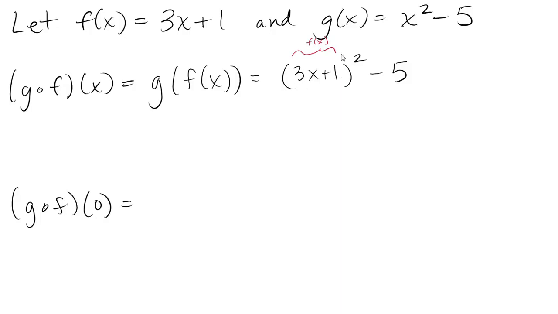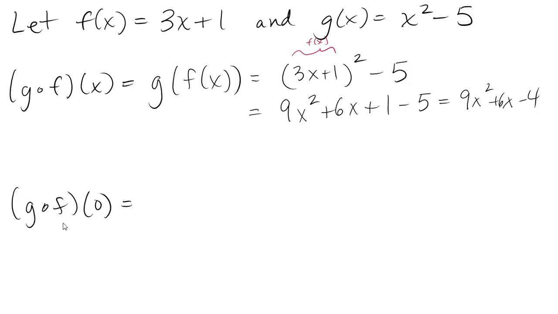Now I simplify. That's a FOIL process there. 3x plus 1 squared means 3x plus 1 times 3x plus 1. That's 9x squared plus 6x plus 1. Then I subtract 5, and I get 9x squared plus 6x minus 4. And there's the composition of those functions.